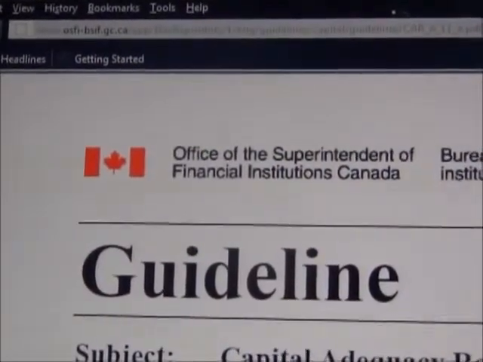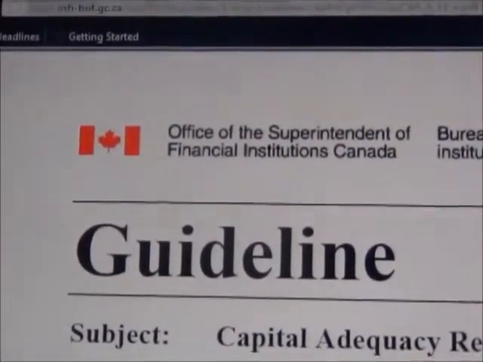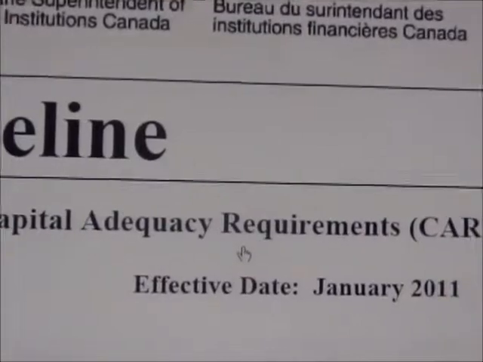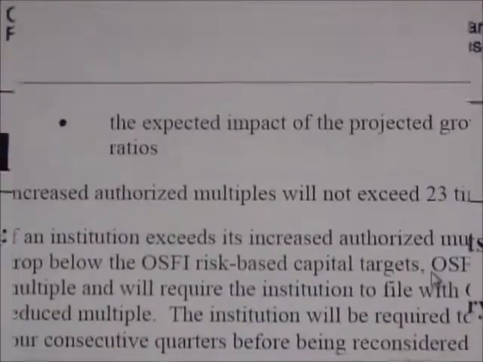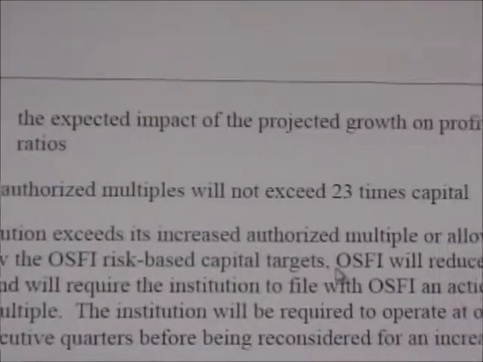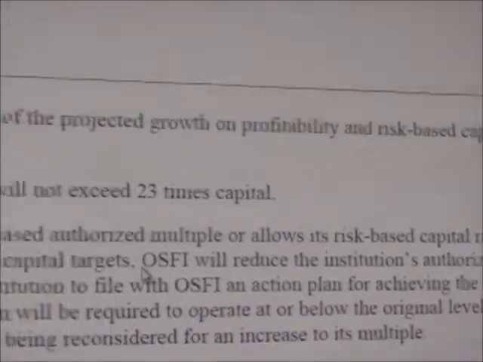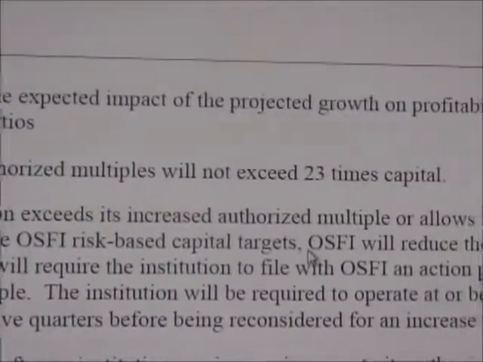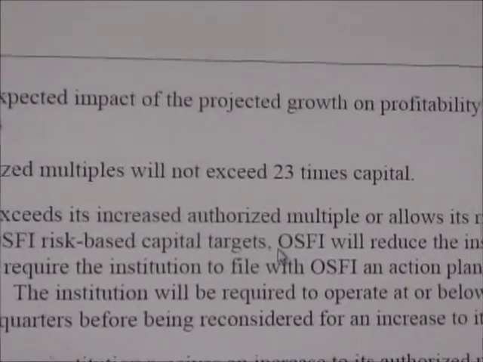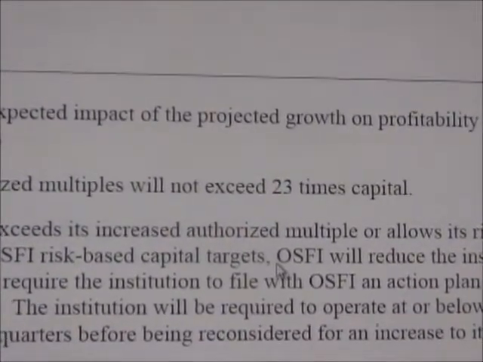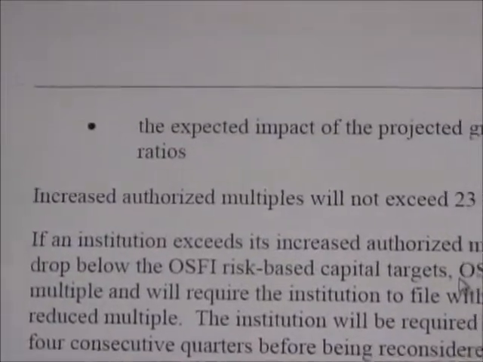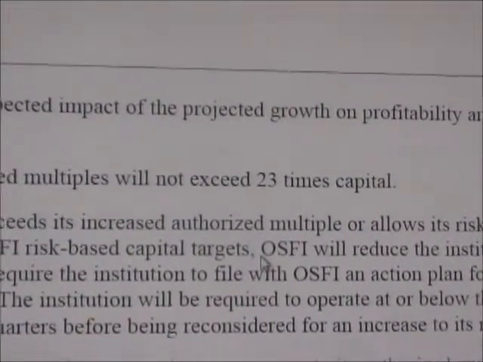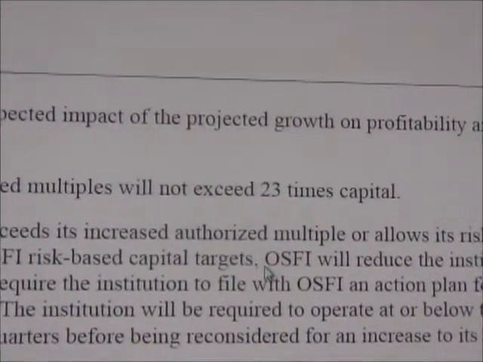This is from the Office of the Superintendent of Financial Institutions for Canada. It's a guideline, supposed to be, for capital adequacy requirements or reserve funds that the banks must have. The expected impact of the projected growth on profitability and risk-based capital ratios. Increased authorized multiples will not exceed 23 times capital. So whoever heard about the multiplication factor that the banks are using, here it is. It says that increased authorized multiples will not exceed 23 times the capital. So they can place a multiplication factor upon your deposit of up to 23 times.